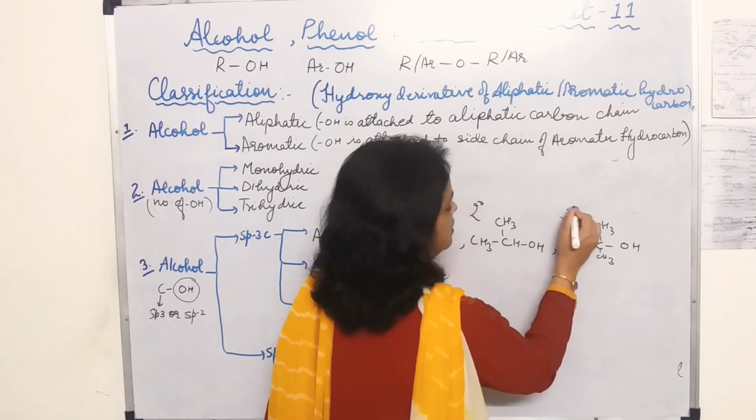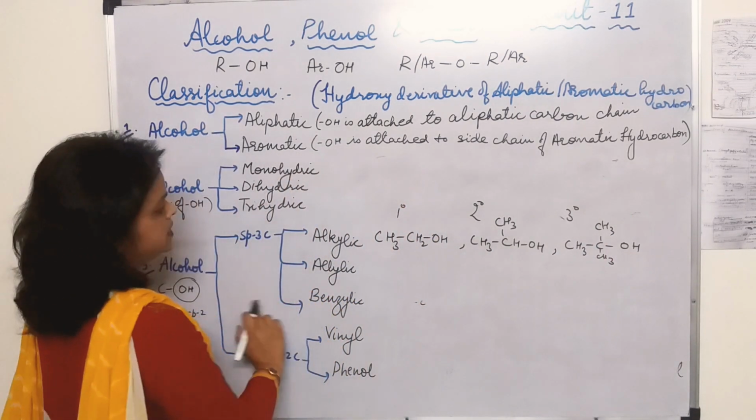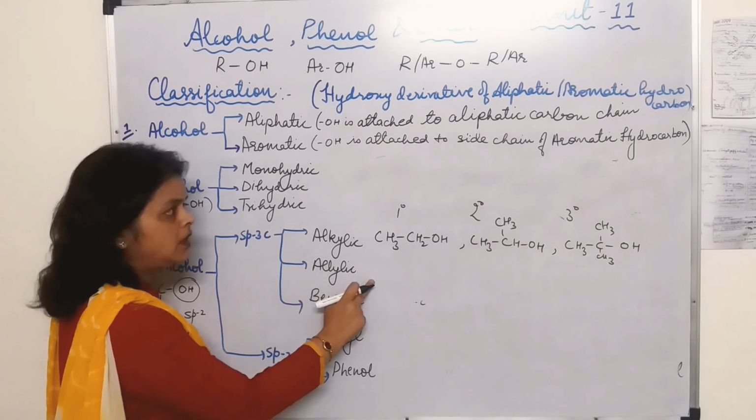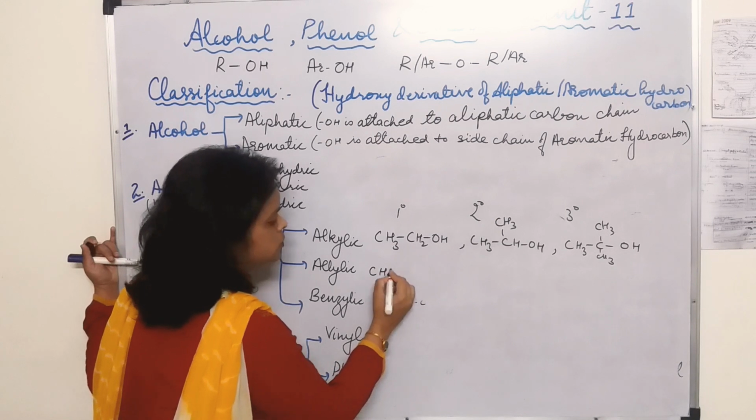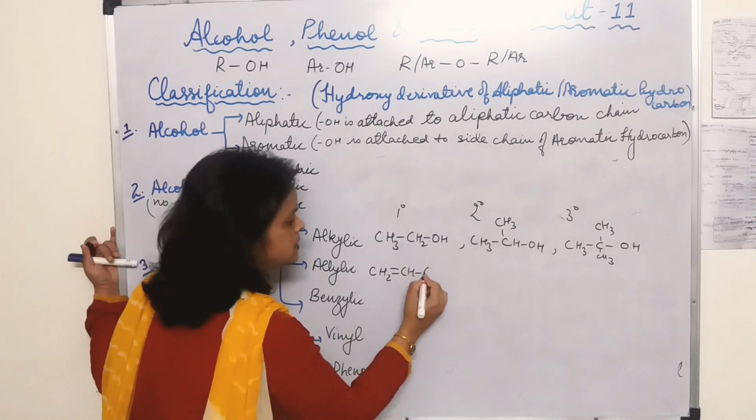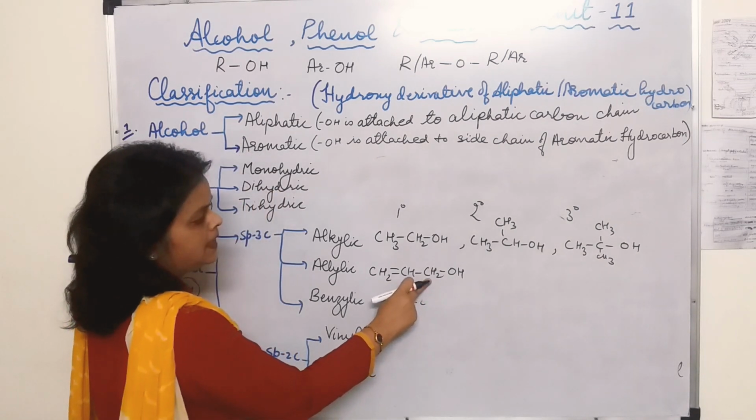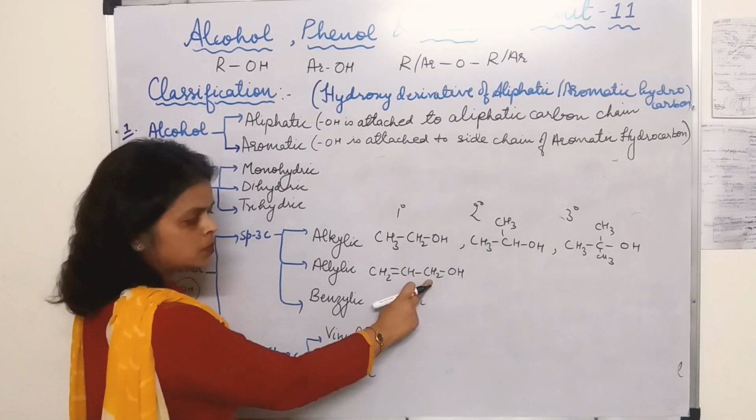This is an example of 3 degree allylic alcohol. Likewise, we can write the various examples. Allylic alcohol, let's write the 1 degree allylic alcohol. CH2 double bond CH, CH2OH. Now this is the allylic carbon to which this OH is attached, and that too it is 1 degree.